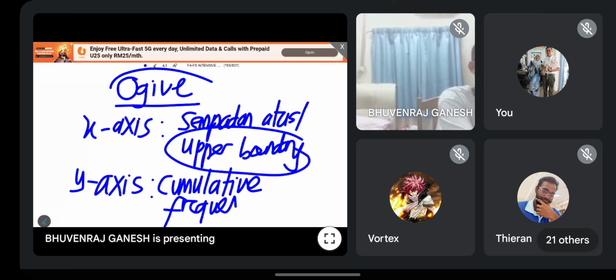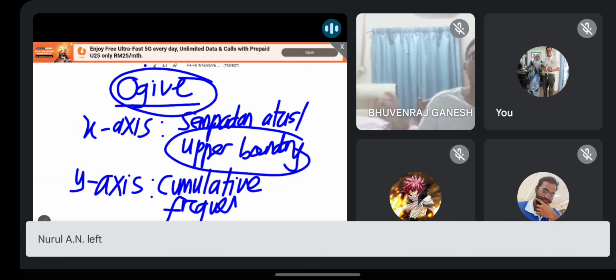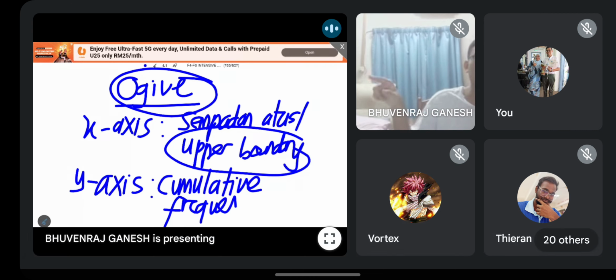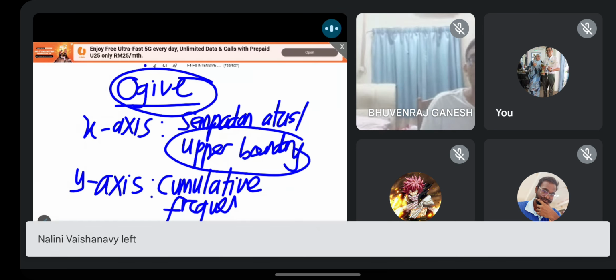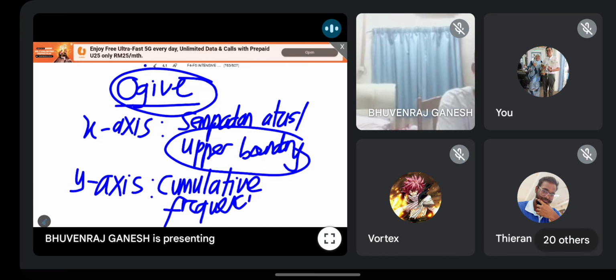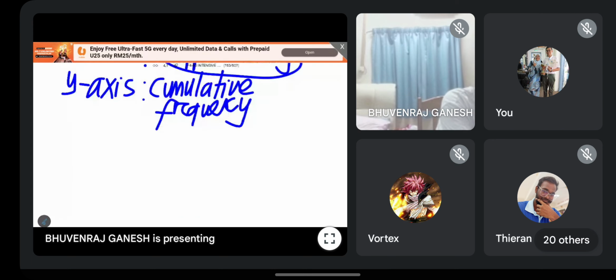Because of OGIVE, they will ask you to calculate what, guys? Q1, Q2, Q3. Where do you get the value from? From the graph. So if the graph is wrong, everything is wrong. So must be careful. Okay. So cumulative frequency. Okay.